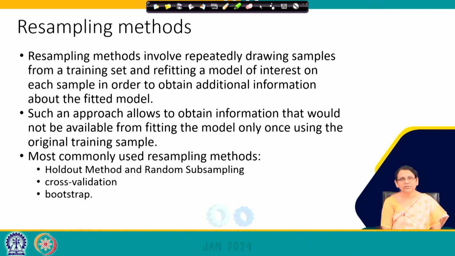Typically, there are three methods for doing this resampling. The holdout method, which has one extension called random subsampling, then cross validation. Here we have k-fold cross validation and leave one out cross validation. Then we have bootstrap.